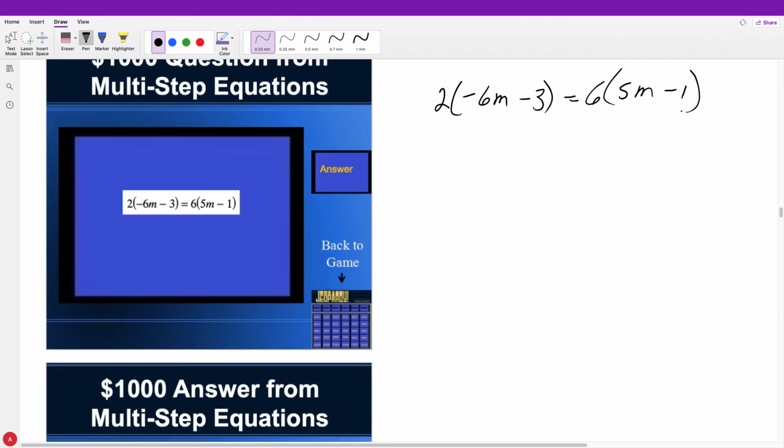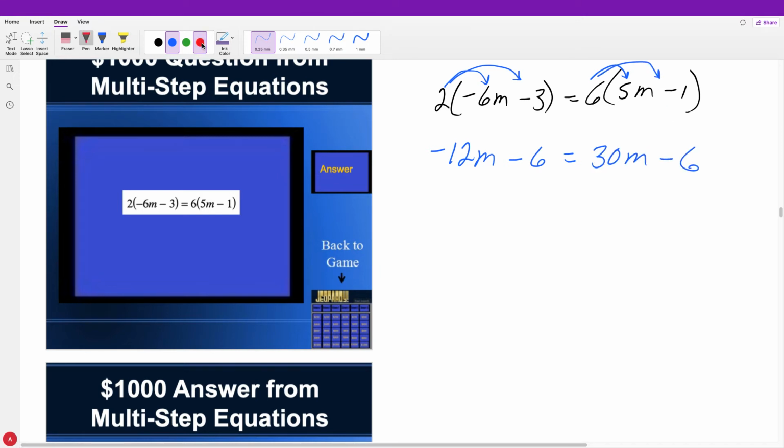All right, so for this $1,000 question, I wanted to go over this one because I wanted to make sure that we're not confusing this answer with a special case. So let's go ahead and solve this. Remember, the first thing we always do is simplify. On both sides of this equation, we actually have to distribute and simplify. So we get 2 times negative 6m, which is negative 12m, and 2 times negative 3, which is minus 6, equal to 6 times 5m, which is 30m, and 6 times negative 1, which is negative 6.